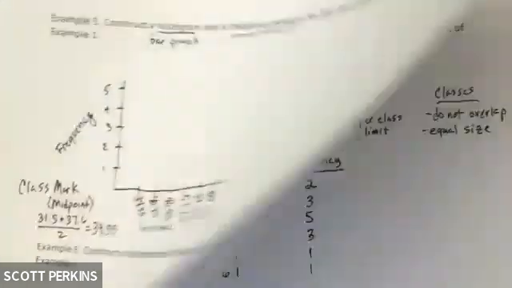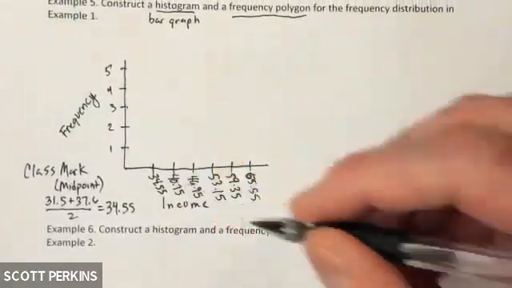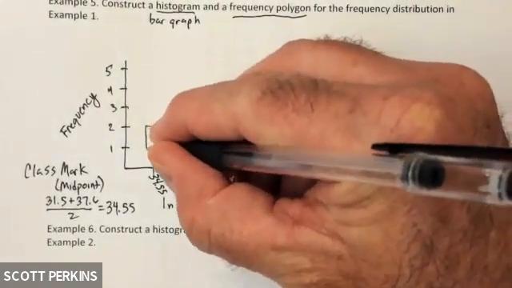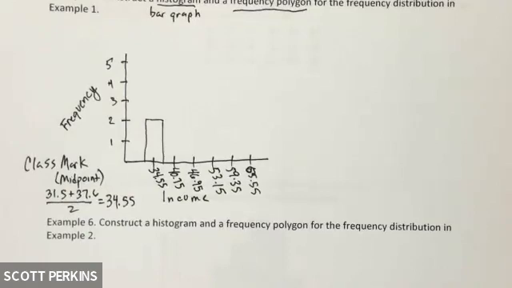So flipping back to the first page, the first frequency was 2. So I'm just going to draw a bar that straddles this mark that goes up to 2. So up, up, down. There we go. Did you have a question? You got it? Awesome.